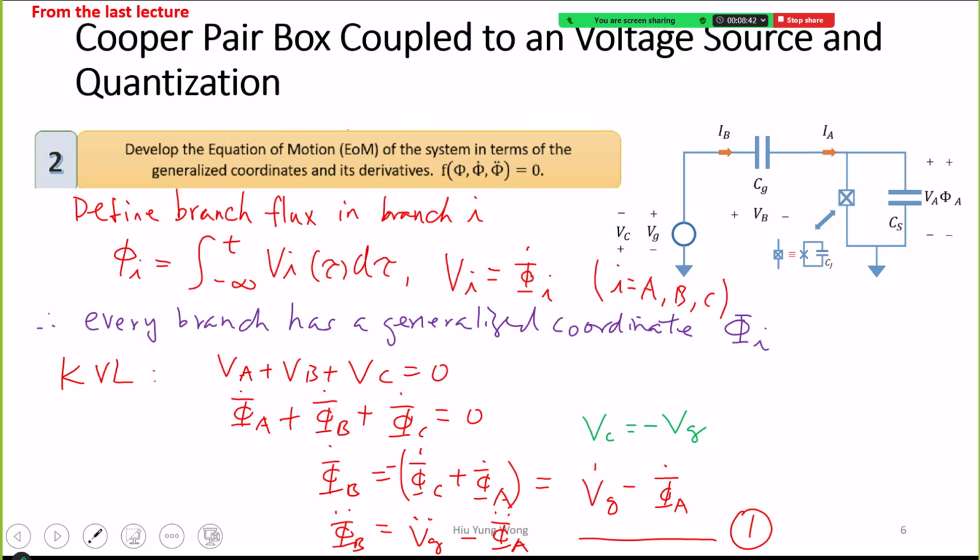What do you mean by a flux in the branch that you have a capacitor? And how about the Josephson junction, right? We define it as the integration of the voltage of that branch from negative infinity to t. It's just a definition. Because of this, you will fulfill that the voltage equals the rate of change of the coordinate, right? This helps us to get the coordinates into the equation. So now every branch has a generalized coordinate.